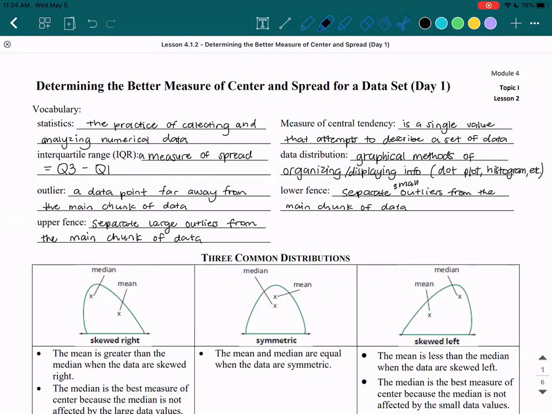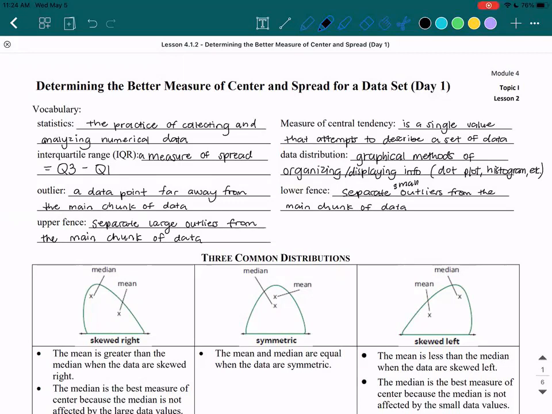The second definition is measure of central tendency. Measure of central tendency is a single value that attempts to describe a set of data. So that's going to be something like mean or median, some things that we've covered before.